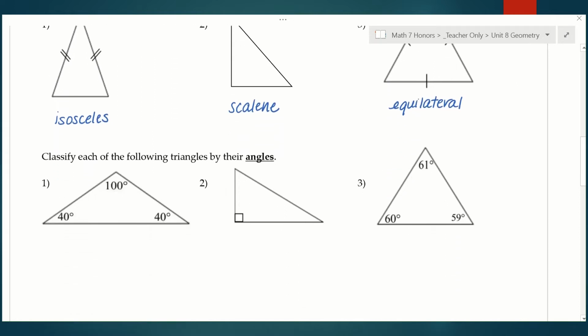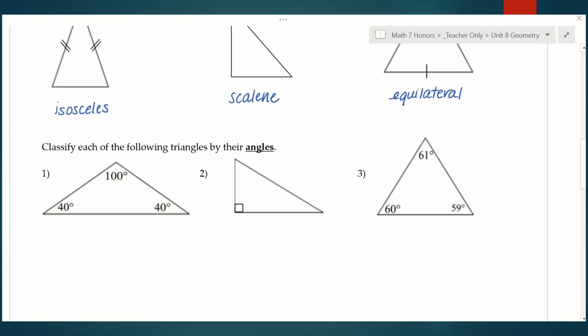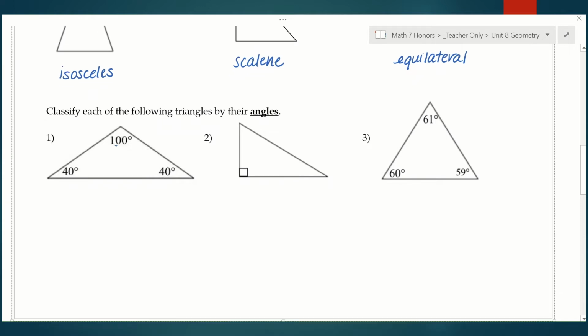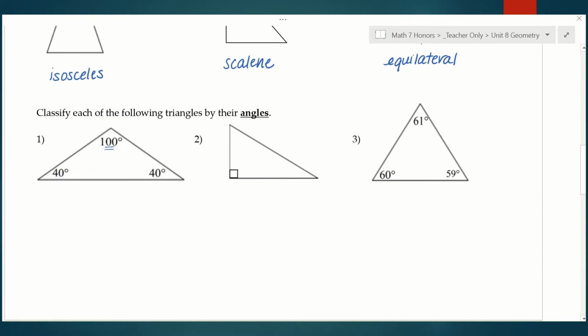All right, so now we're going to do the same thing, but we're going to classify these by their angles. So again, your choices are acute, obtuse, or right. So looking at number one, we can see that this triangle has one obtuse angle of 100 degrees and two acute angles that are each 40 degrees. So the rule is that as soon as you see that a triangle has an obtuse angle, that means it's an obtuse triangle.